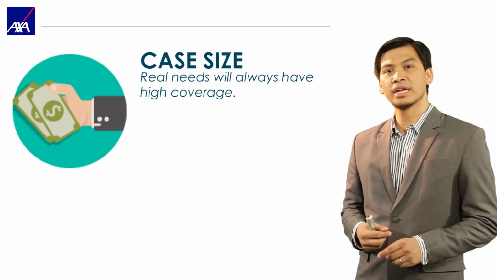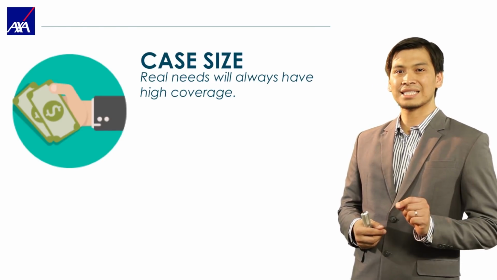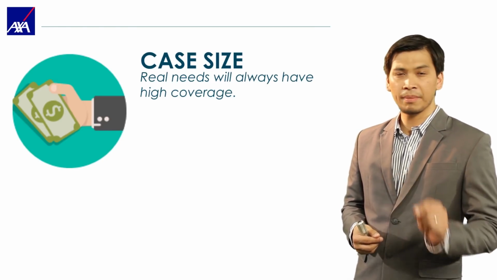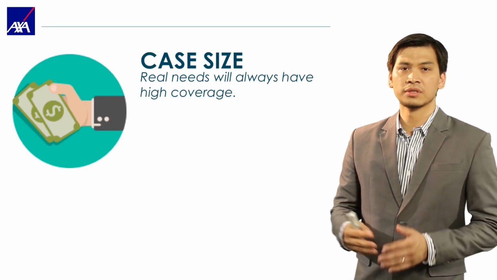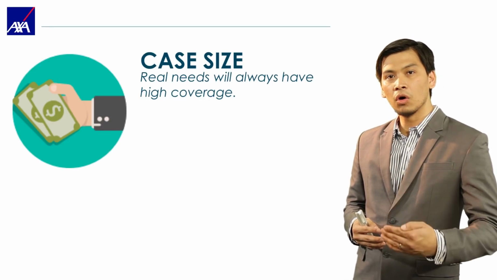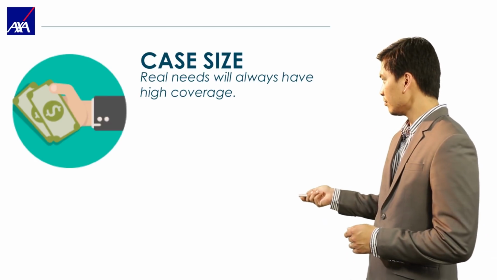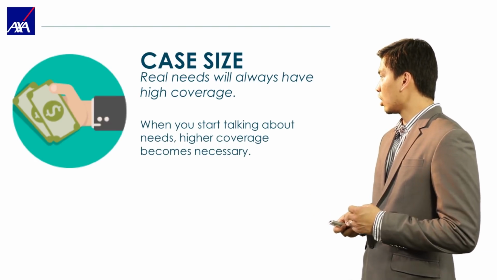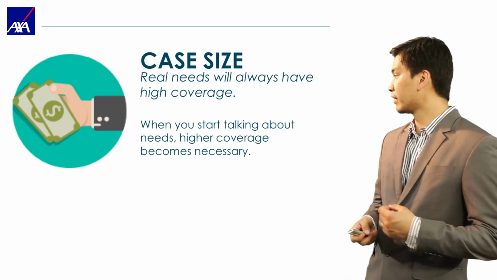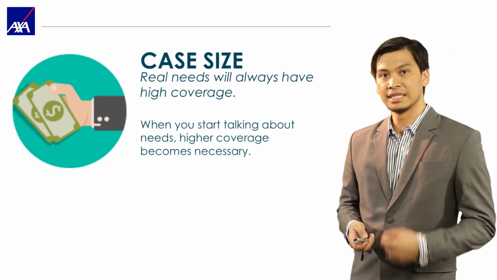But when you do an F&A, a good F&A, asking the situation of the client, number of dependents, family status, needs are always much higher than a simple 1 million plan. When you start talking about needs, higher coverage becomes a necessity.